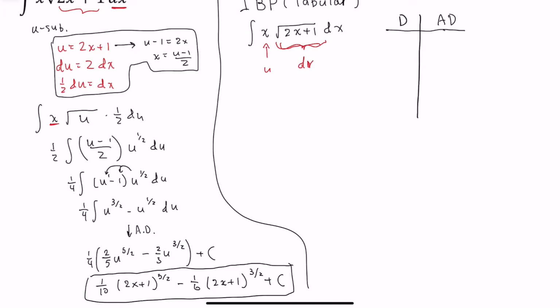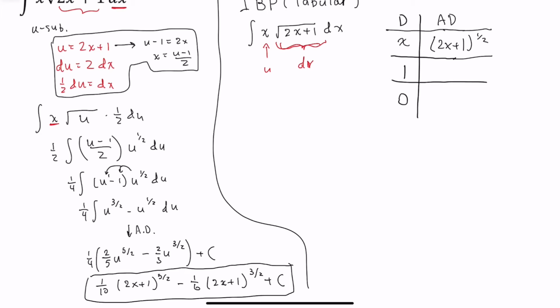So our u was x and our dv was the square root of 2x plus 1, which I'm going to write like this, 2x plus 1 all to the 1/2. And I'm also going to use some knowledge of u sub that will also speed up the process. Remember, for tabular, you take the derivative of the derivative column, so x, until you get 0. Derivative of x is 1, derivative of 1 is 0.